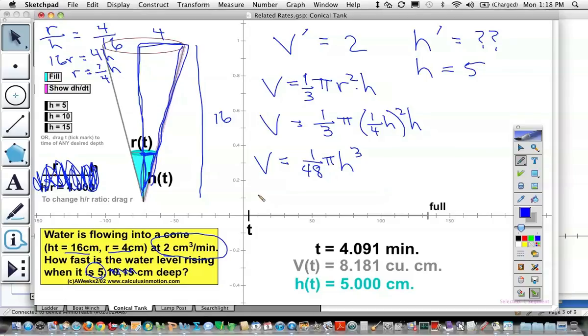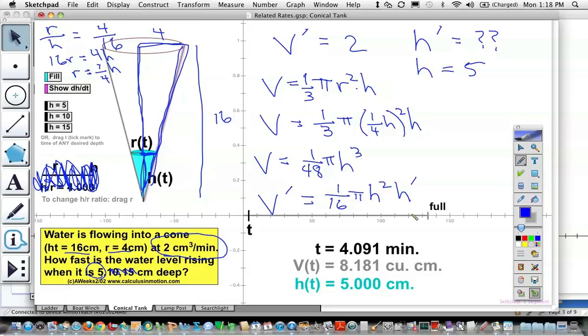So the next step is to go ahead and do the derivative with respect to t. So v prime or dv dt. The 1/48 pi is just a constant. It'll just hang out there. We'll bring the 3 down in front. 3 times 1/48 is 1/16 pi h squared h prime. Right? We've got to tack on h prime. We're doing the derivative with respect to t. We're not doing the derivative with respect to h. That's different than the optimization problems.